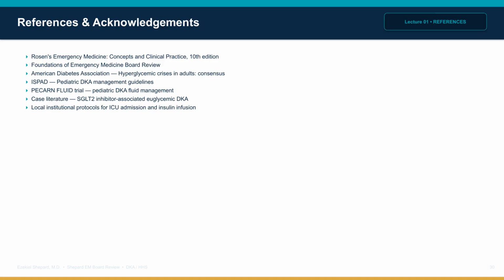References for this lecture include Rosen's Emergency Medicine 10th edition, Foundations of Emergency Medicine Board Review, the American Diabetes Association consensus statements on hyperglycemic crisis in adults, the International Society for Pediatric and Adolescent Diabetes guidelines for pediatric DKA, the PECARN fluid trial, pediatric fluid management and case literature on SGLT2 inhibitor associated euglycemic DKA. Local institution protocols for ICU admission criteria and insulin infusion management guide site-specific decisions.